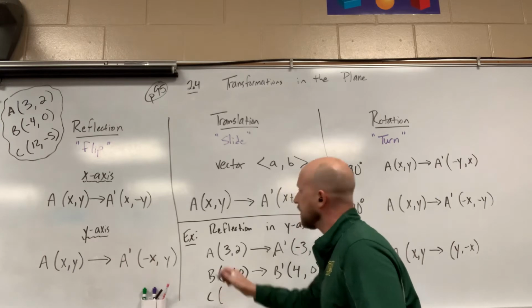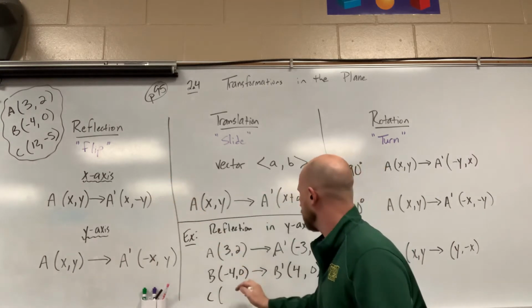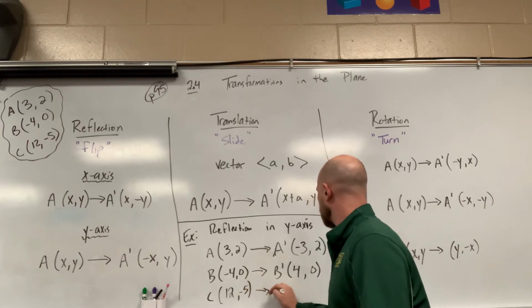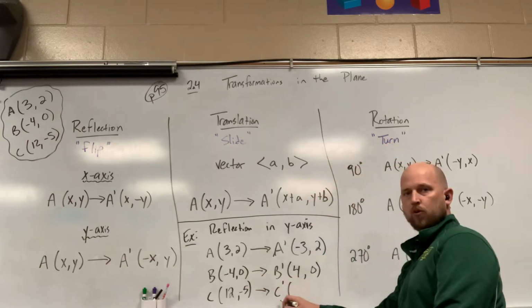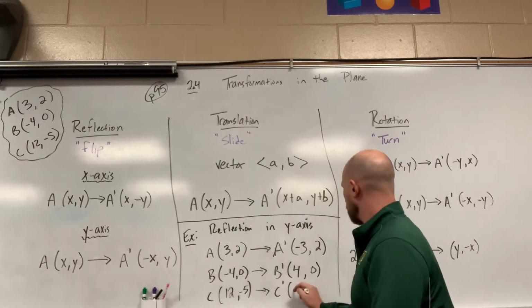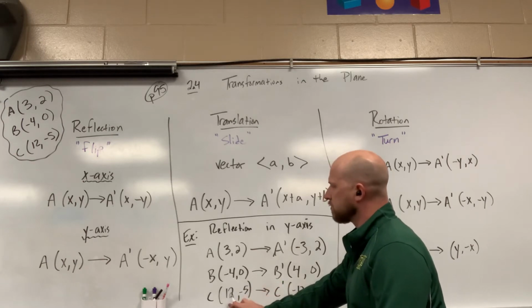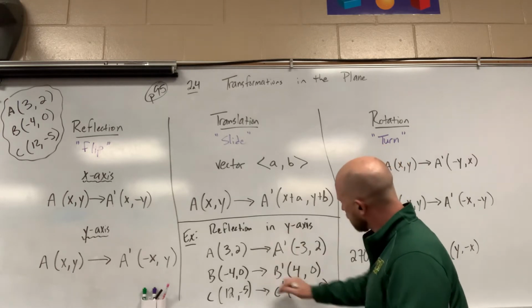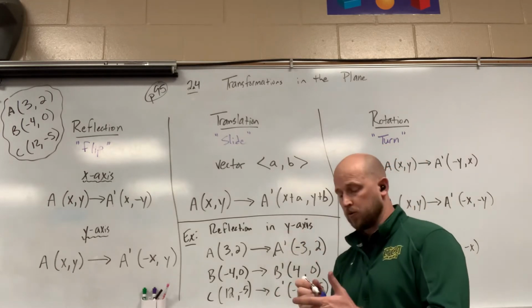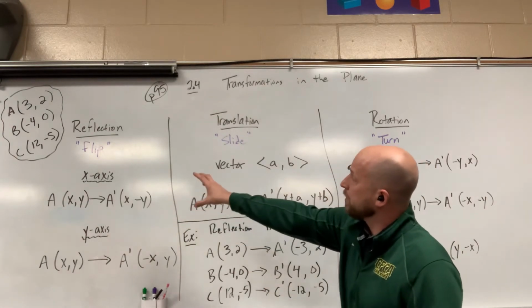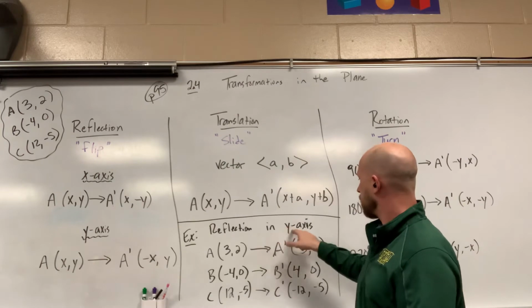And now C is 12, negative 5. As I transform C, this is transformed C, with the little apostrophe there. The x is positive 12, so it becomes negative 12, and then y stays the same. Well, it was negative 5, so it stays negative 5. These are my 3 transformed points. If you were to actually put these on a graph, your triangle would be reflected on the y-axis.